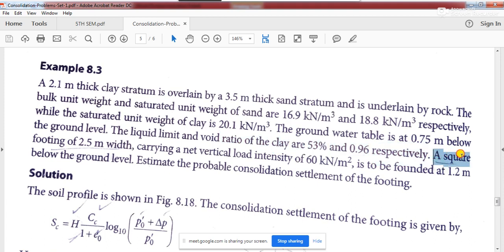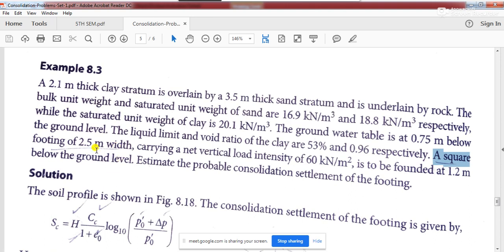A square footing of width 2.5 meter. Always remember, whenever you are drawing a foundation engineering problem, always draw the width of the footing in the front view. Suppose instead of a square footing, a rectangular footing of, let's say, length 3 meter by 2.5 meter is given, then 2.5 meter will always be the width, and in the front view you always draw the width.